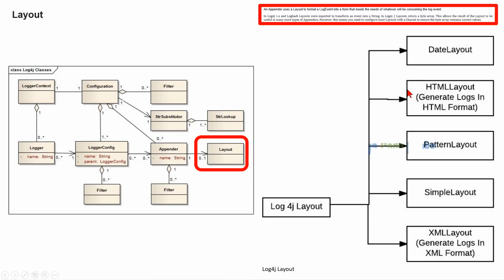Here you can see Log4j layout. The layout component specifies the format in which the log statements are written into the destination repository by the appender. In Log4j we have different types of layout implementation classes. Here, the class Layout in Log4j. Extend this abstract class to create your own layout format.